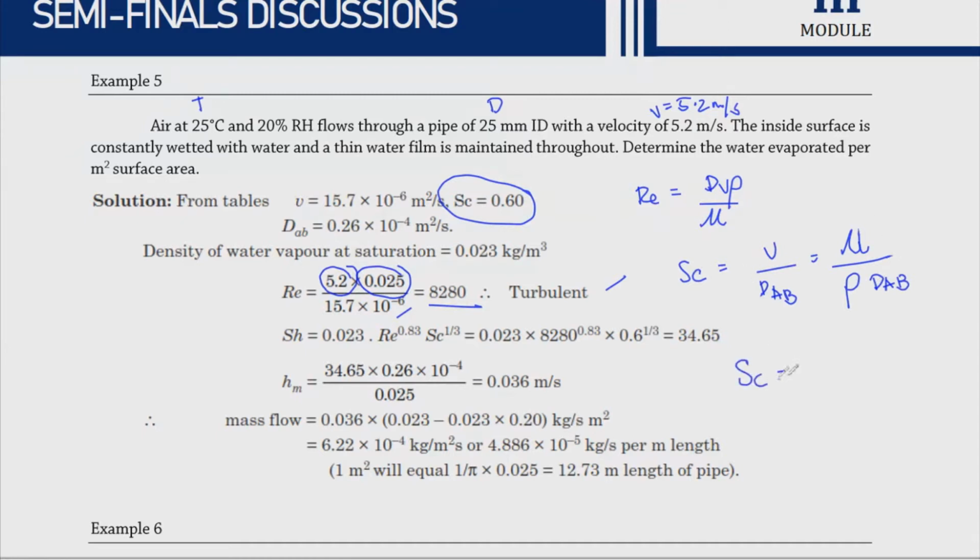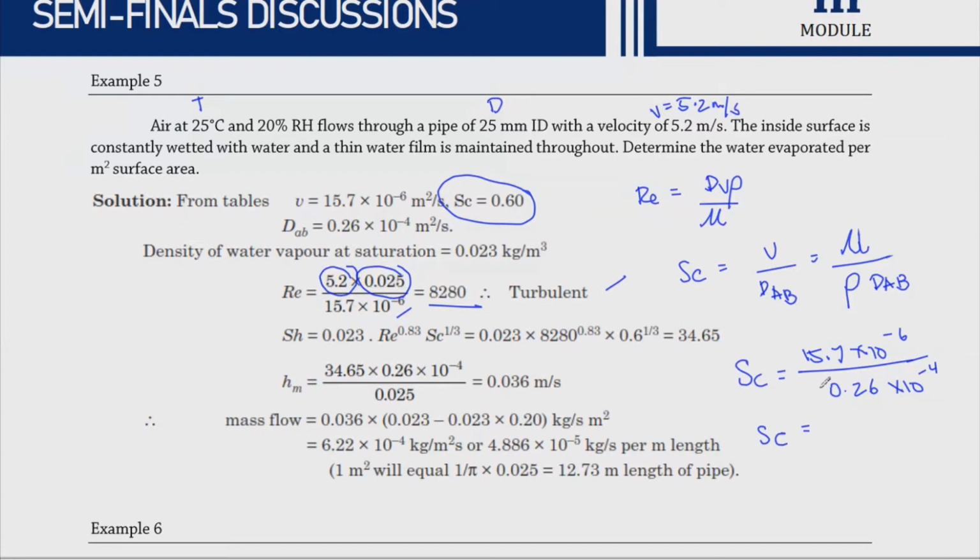So we have Sc, and since v is already given, that's 15.7 times 10 to the negative 6, and then you divide this by 0.26. So actually this Schmidt number is not obtained, or wasn't obtained, from the table.